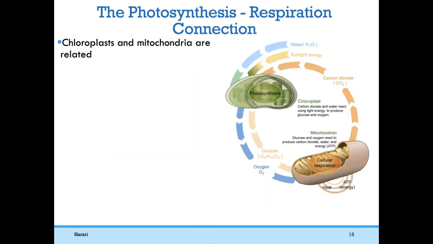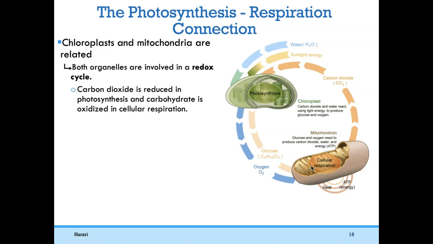And chloroplasts and mitochondria themselves are related because both organelles are involved in reduction and oxidation. So take a look at this diagram again and make sure you understand what this is depicting, how the inputs go into the chloroplast in photosynthesis, and how these outputs in plants would go into respiration in the mitochondria. Right? Carbon dioxide is being reduced in photosynthesis, and carbohydrates are being oxidized in cellular respiration.